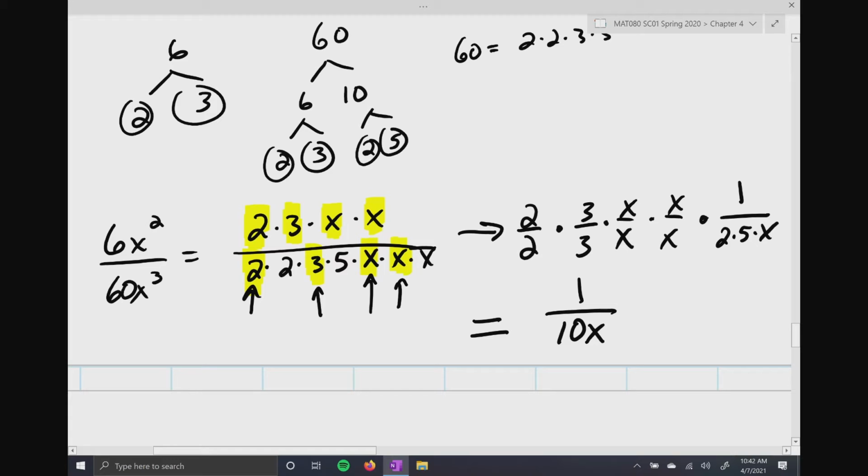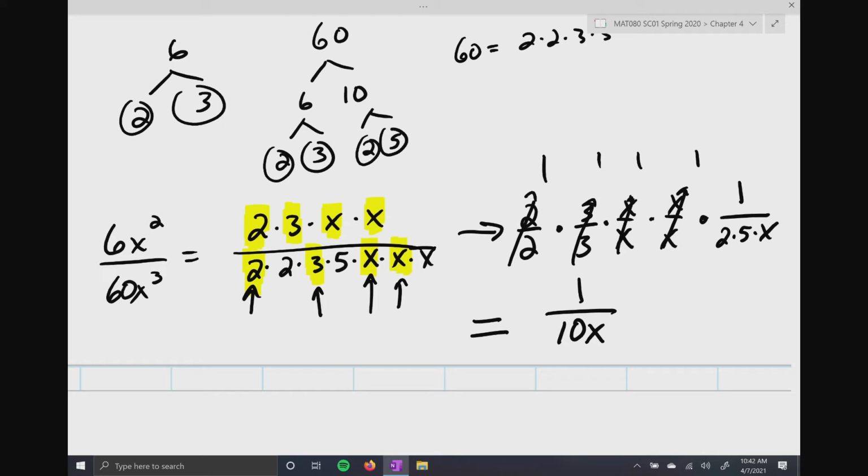Because 2 over 2 is 1, 3 over 3 is 1, X over X is 1, and X over X is 1. Now, I realize I really wrote everything out here, but I wanted you to see how this simplifies down. So 6x squared over 60x to the third power is equal to 1 divided by 10x. Okay?